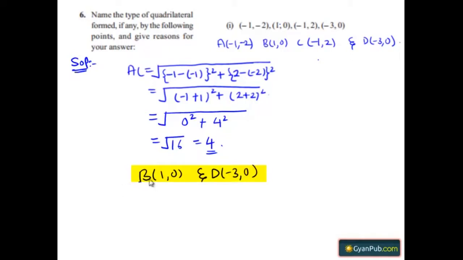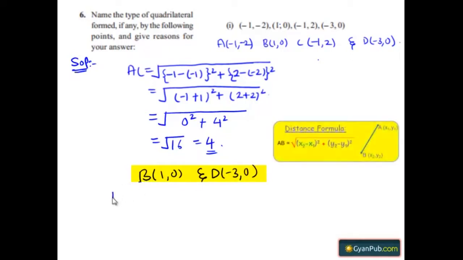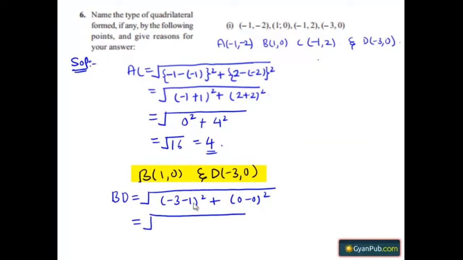By applying distance formula, we get length BD equals under root of (-3 - 1) whole square plus (0 - 0) whole square, which is equal to under root of minus 3 minus 1 is minus 4, so (-4) square plus 0 minus 0 is 0, so 0 square. That is equal to under root of (-4) square is 16, which is nothing but 4.